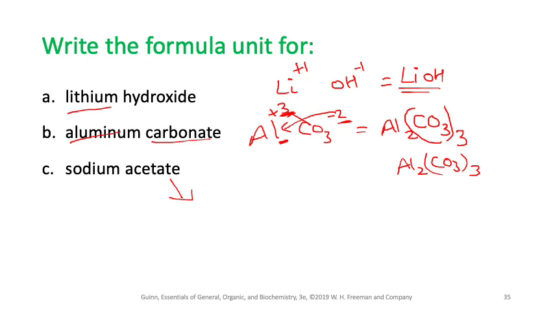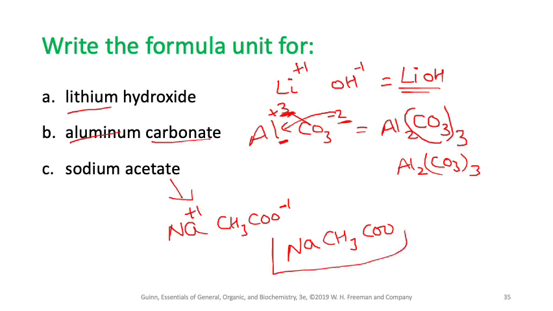Then you have acetate. Sodium is your Na, and acetate is your CH3COO negative. So the charge on sodium is +1, and the entire acetate is -1. So when they combine together, they're going to form Na CH3COO, sodium acetate, because the charge is going to balance.